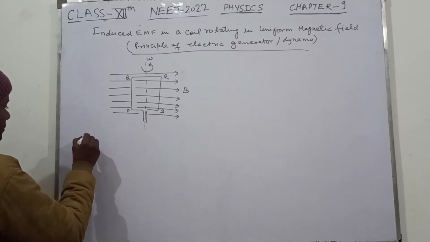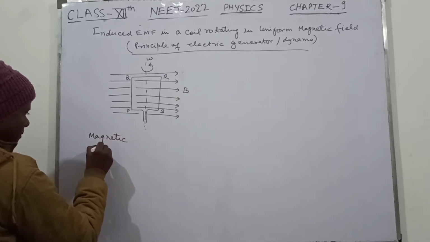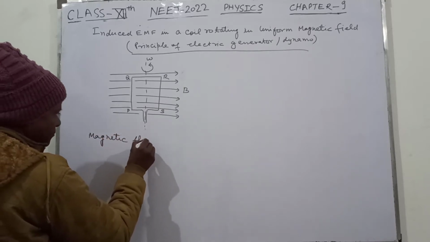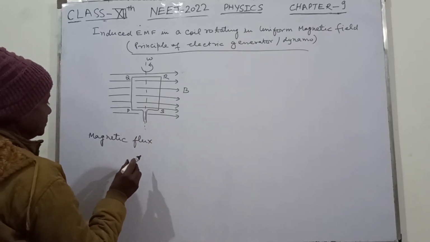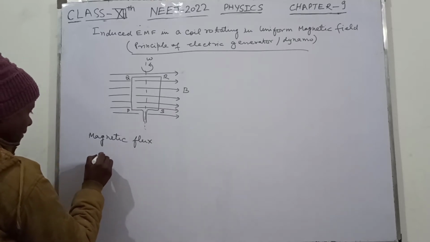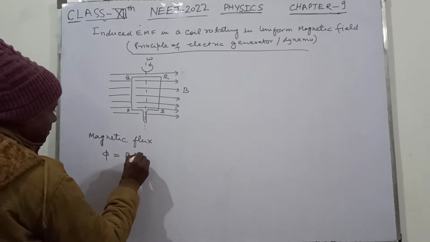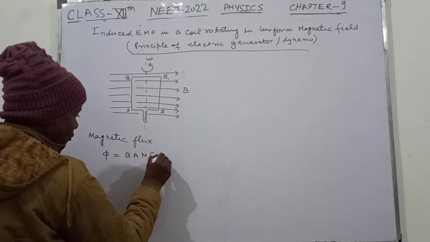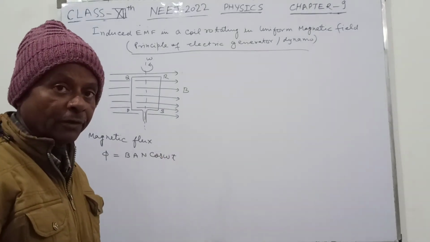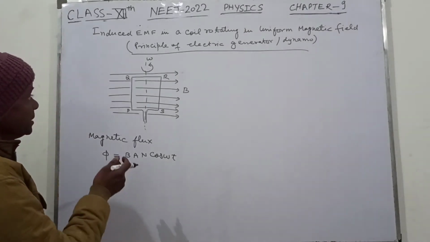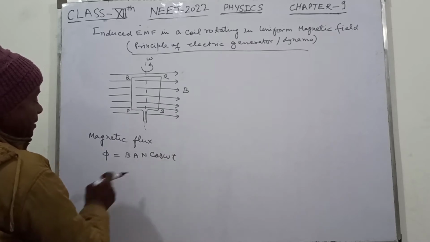So magnetic flux phi is equal to B A N cos omega t. This we know, the formula. Here this theta will be omega t, so in place of theta in cos theta we can write omega t.